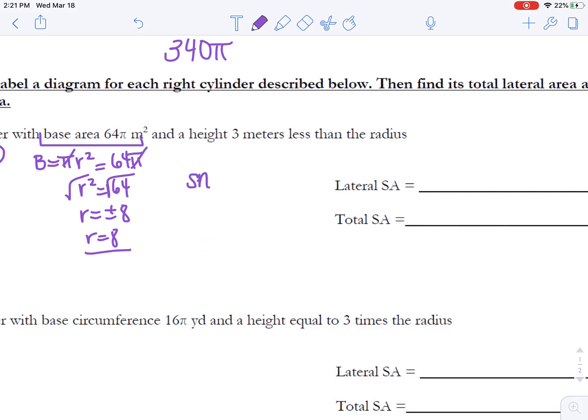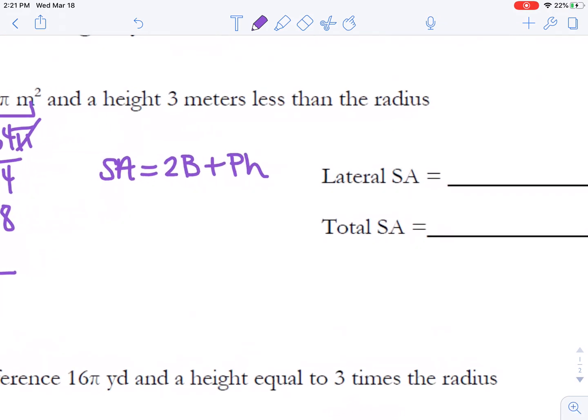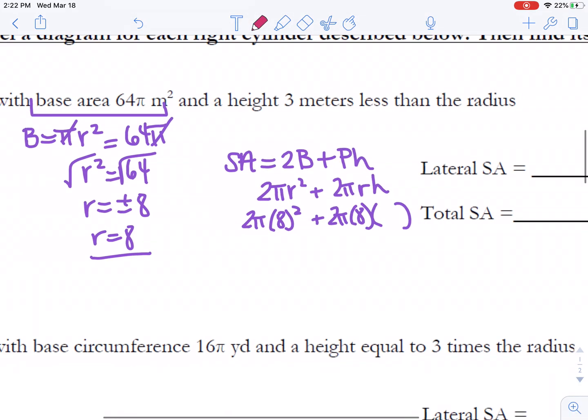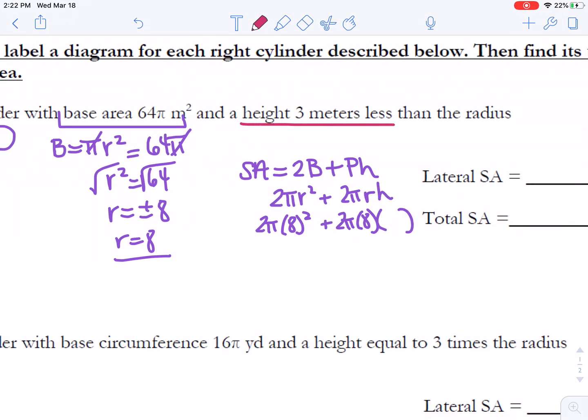So as far as our total surface area goes, our surface area is 2B plus pH, right? That's the general formula. For cylinders, the B and the p are 2 pi r squared plus 2 pi r and then times the height. We now know that the radius is 8, so we can plug that in, 2 pi 8 squared plus 2 pi 8. All we need now is the height. Now in the problem it says the height is 3 meters less than the radius. So if the radius is 8, the height is 3 meters less than that. So if we subtract 3, we get 5. So the height of the cylinder is 5.